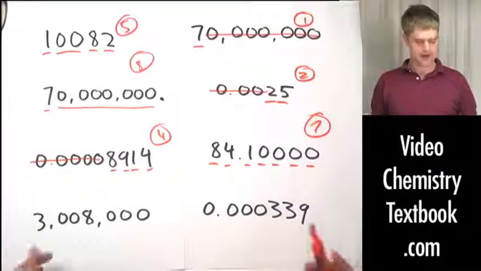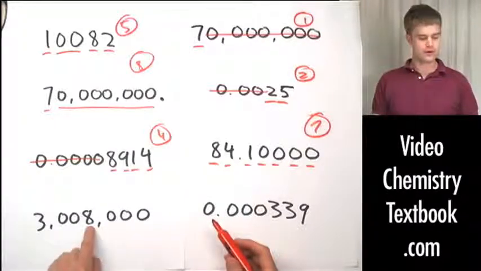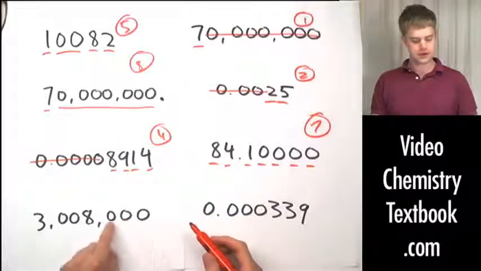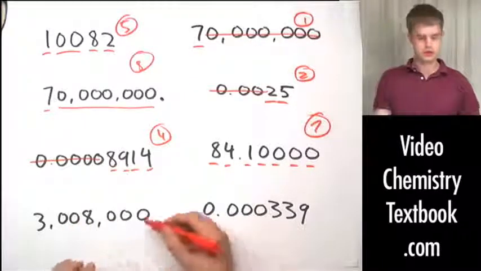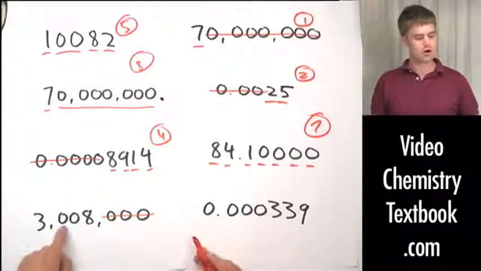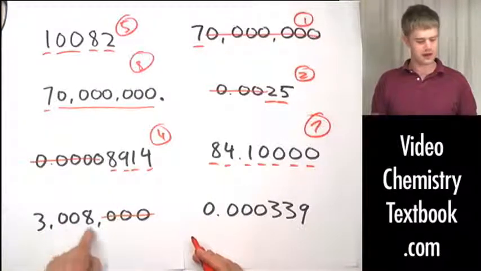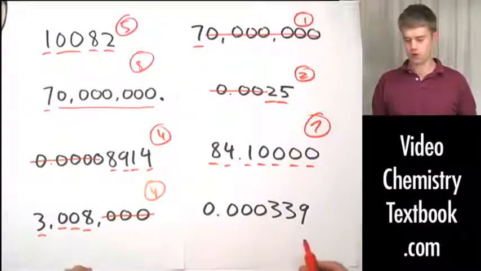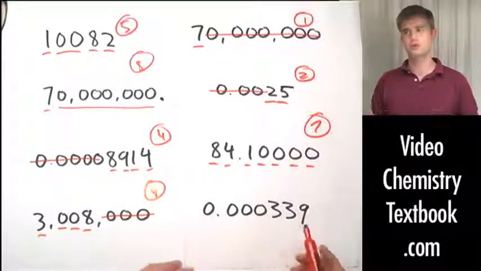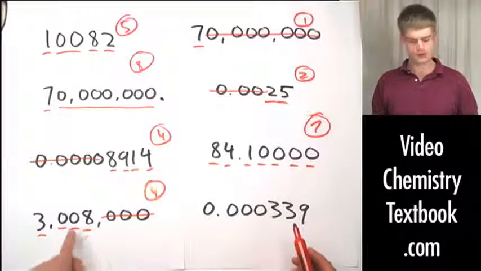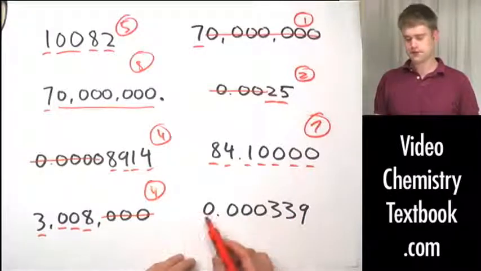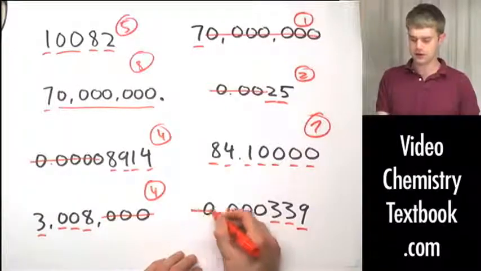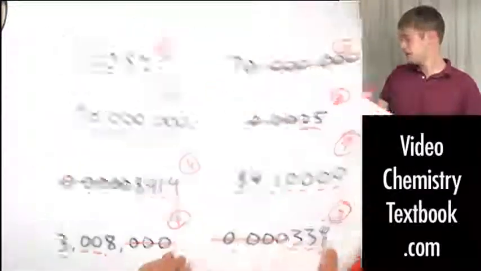3,008,000. Again, zeros to the right of the digit. So, are these significant? No, they're not, because there's no decimal point. But look at this. There are zeros that are sandwiched between. So these guys are significant. 4 total ones here. Sometimes we'll have to put some rules together, like we did with this. Okay? The next one here, zeros to the left are coming before non-zero digits. These are significant. These are not. Okay? Let's do some more.